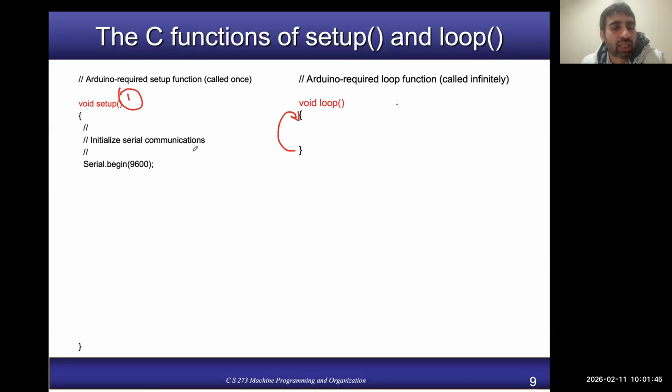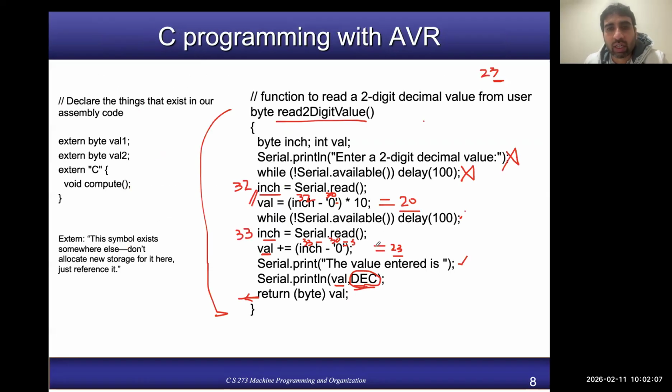So here we are initializing the serial communication. And again, you don't need to worry about that, but make sure that if you are running this example in your Arduino IDE, include this line. What this line is doing, we will talk about later at some other point in the course, not at this point. Now here we are calling the function read two-digit value, which we have defined already in the .ino file.